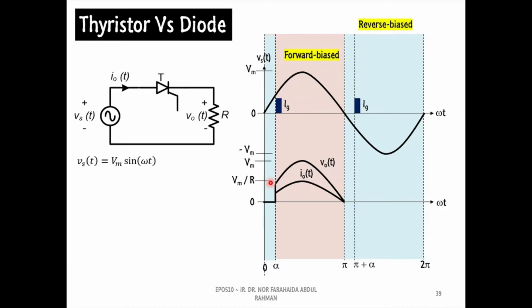On the other hand, during the negative half cycle of the supply voltage, we can see the thyristor is in reverse bias although there is a gate signal. Thus, the output voltage and current waveforms are equal to zero.